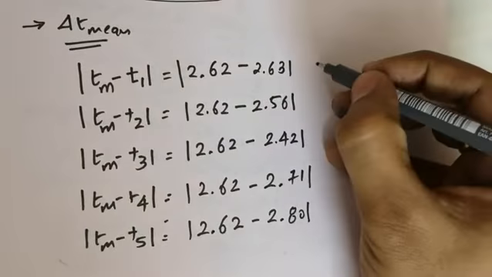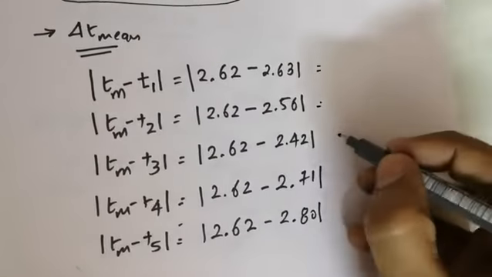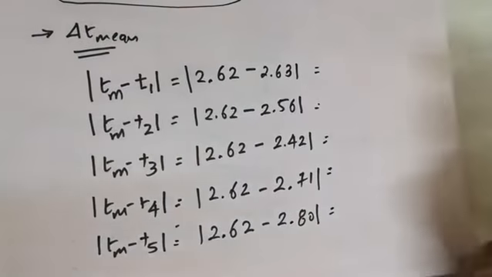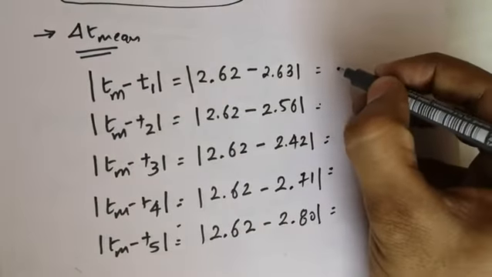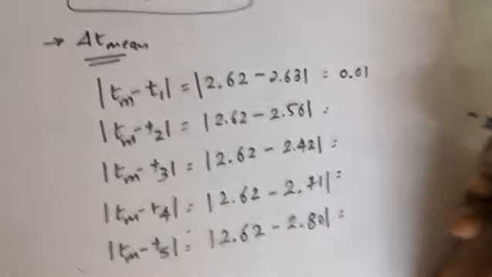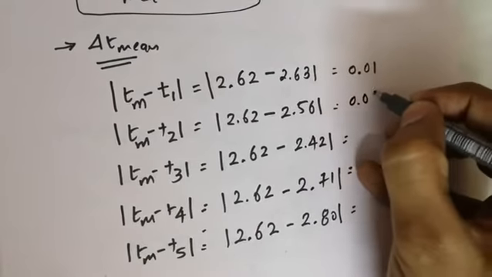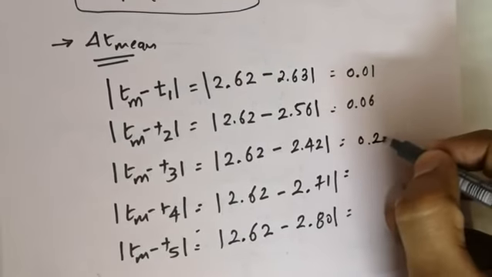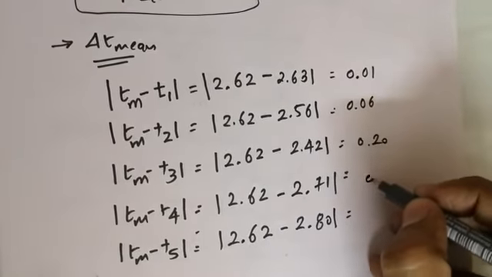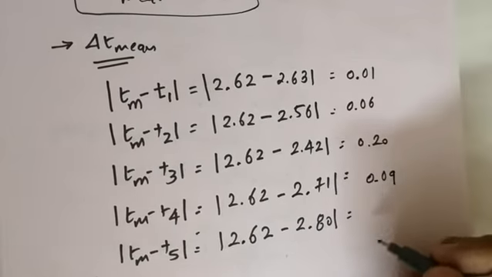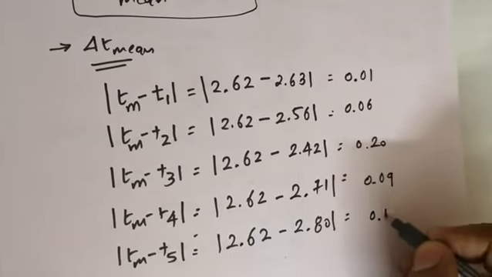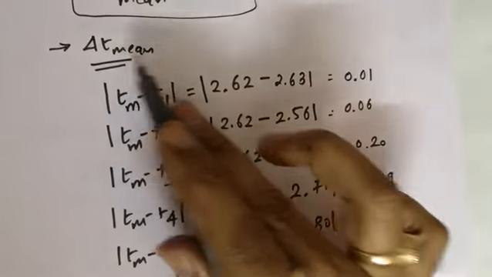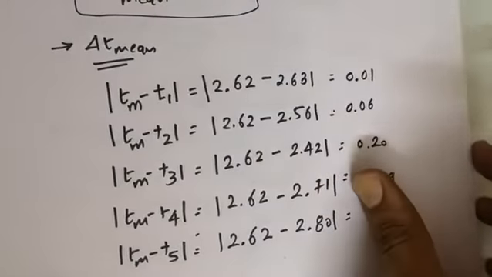Now I am calculating the modulus of 2.62 minus 2.63, and because I have taken the modulus, it will give me the positive value 0.01. Then I have 0.06, then 0.20, then 0.09, and this one would give me negative, but because of the modulus I have 0.18. So this is called delta t. It's the first part I have just done.